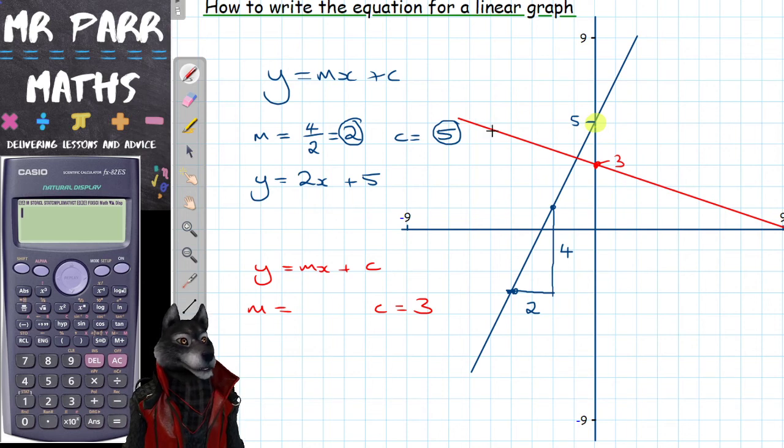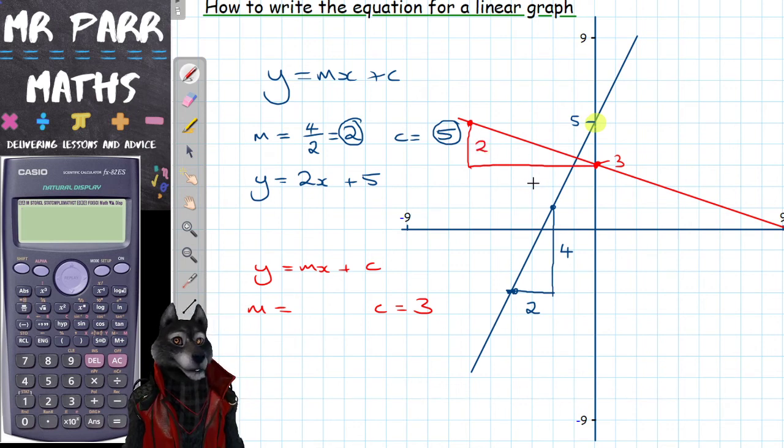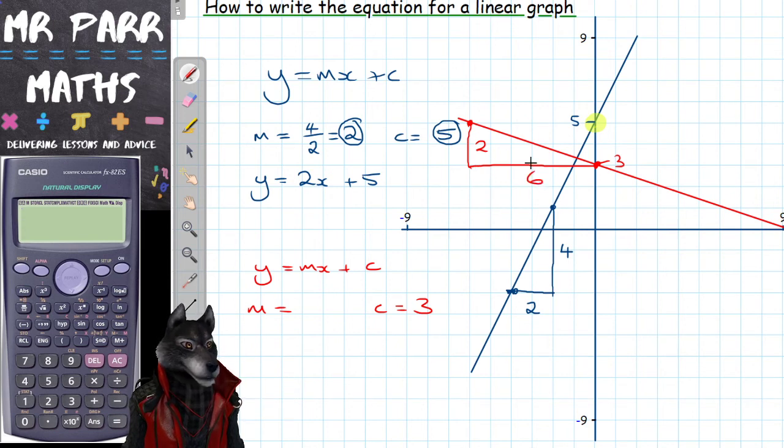Gradient, again, pick 2 points. I'm going to pick this one here and use the one I had for the y-intercept and make a right angle triangle. It's got a height of, now, this is where you've got to be careful. Don't forget, 1, 2, 3, 4, 5, 6. So we've got our rise of 2 and run of 6.